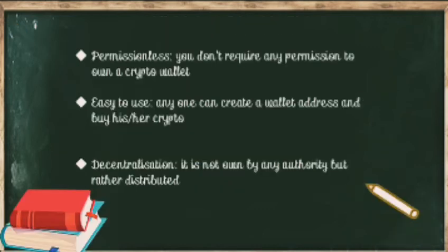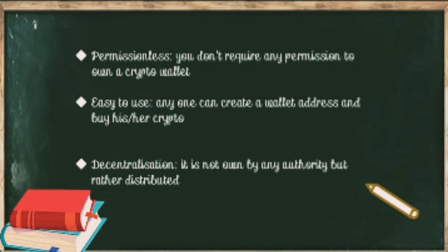The fifth is permissionless. You don't need any permission from anybody or any authority whatsoever to have your own crypto wallet. It is easy to use with just your mobile phone. Just like I'm recording this video on my mobile phone, I don't need a computer, I don't need anything. With a simple mobile phone, I can create my own wallet address to buy my cryptocurrency.